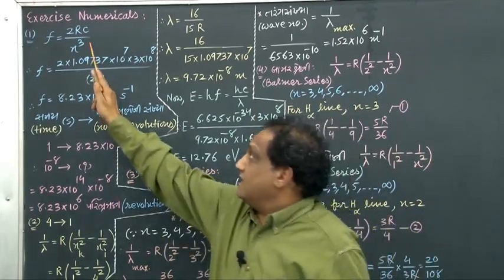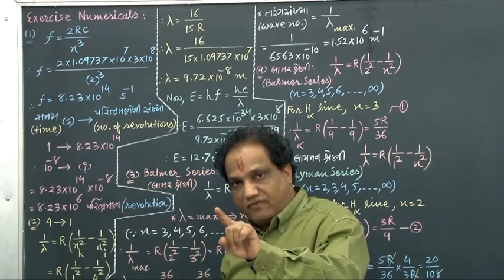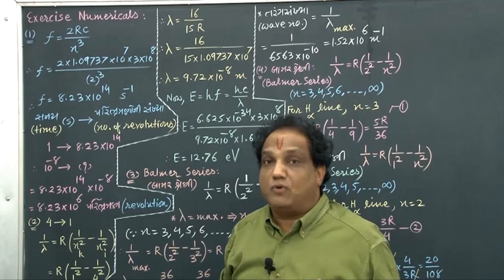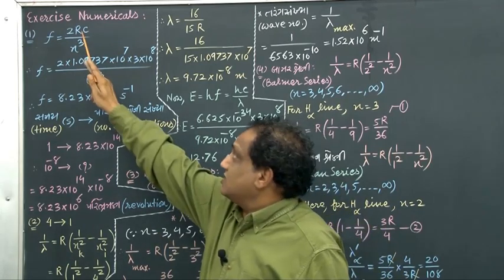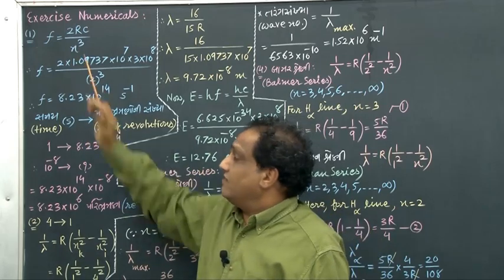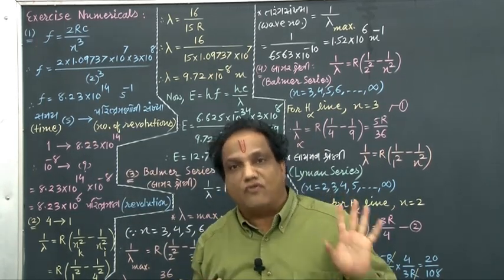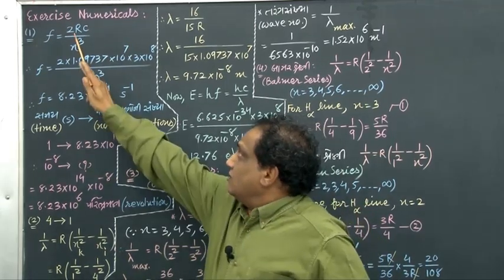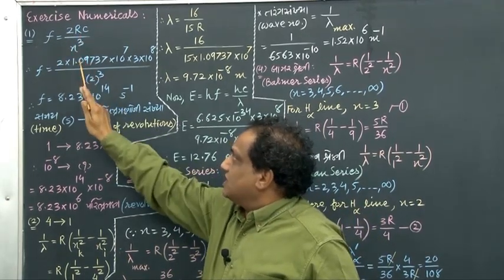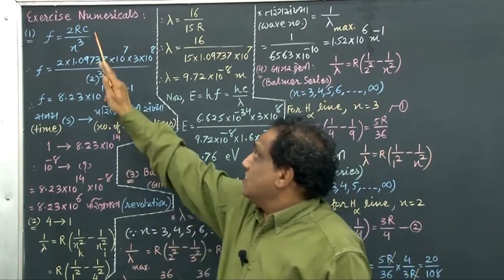Please kindly remember this small formula, many times it will be useful to you. F equals 2rc upon n cube, where R is Rydberg constant, small c is velocity of light in vacuum, n is the given principal quantum number or order of orbit. Rydberg constant is 1.09737 into 10 raised to 7 meter inverse.